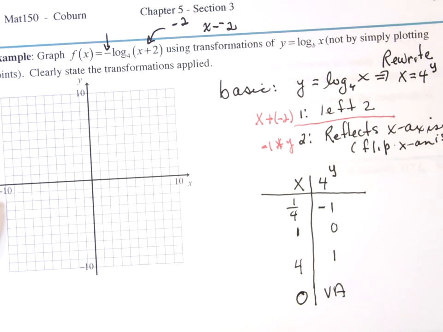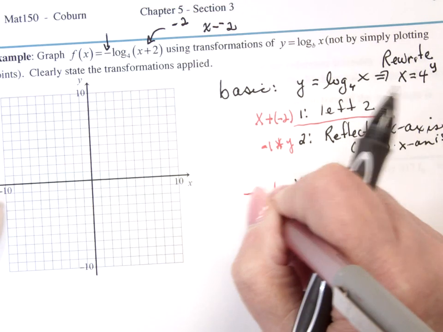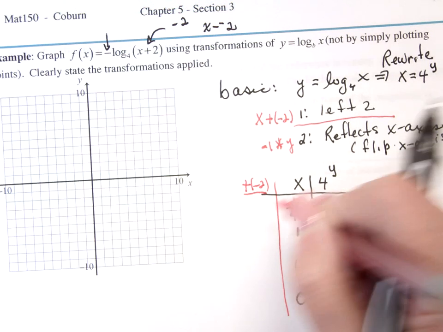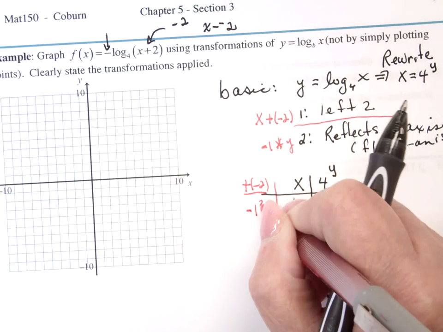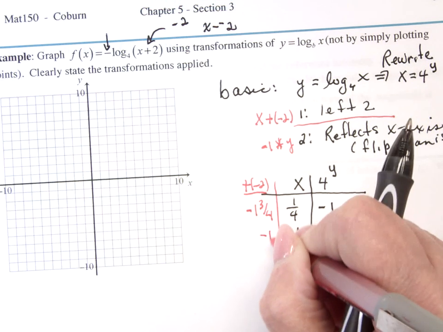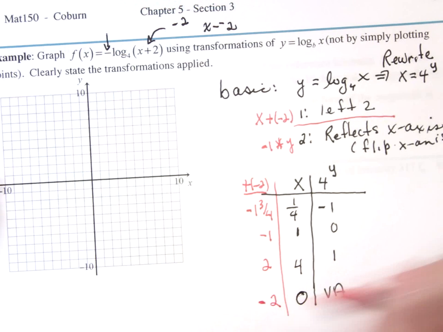So I put that in. Left 2 means I'm going to add a negative 2, or you could say subtract 2. This is minus 1 3/4. This is minus 1. This is 2. This is minus 2. And now you notice the VA has been shifted to the left by 2. So I've moved from 0 to minus 2. That's your shift in VA.